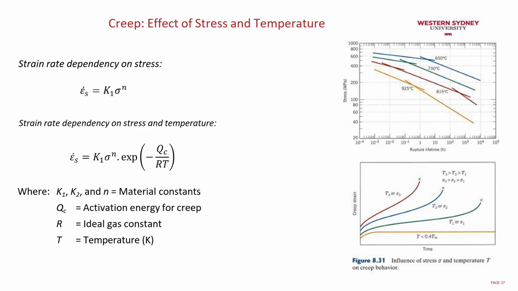The strain rate dependency on the stress is given by the strain rate equal to K1 multiplied by sigma to the power n. Sigma is the stress we're going to apply, n is a material constant, and K1 is also a material constant. The strain rate dependency on the stress and the temperature can be calculated from the second equation. Here we have the exponential of minus Qc divided by RT, where Qc is the activation energy for the creep, R is the ideal gas constant, and T is the temperature in Kelvin.